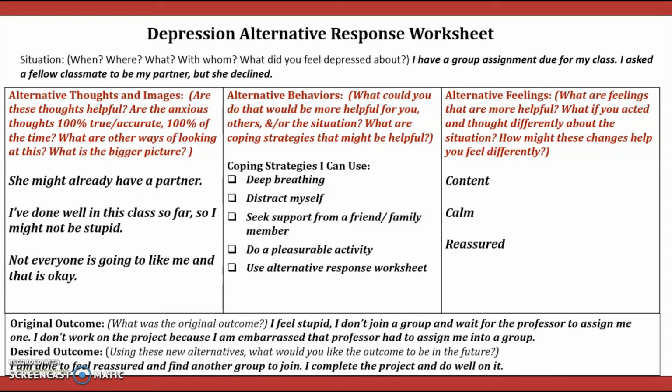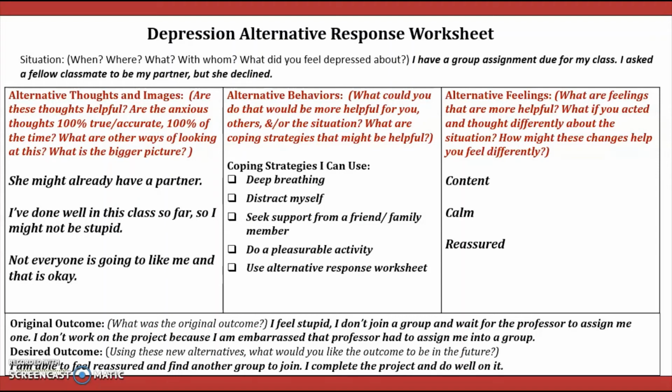And then alternative feelings that the person identified are that they want to feel content, calm, and reassured. The last piece of this worksheet, again, is to identify what the original outcome was, as well as the desired outcome.